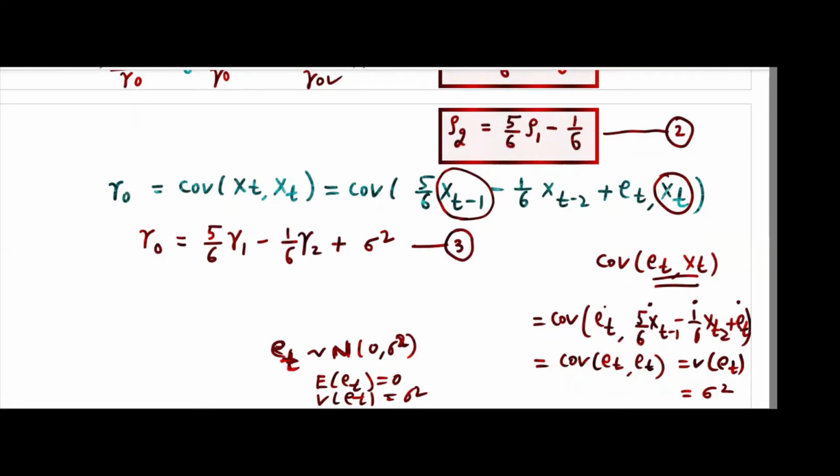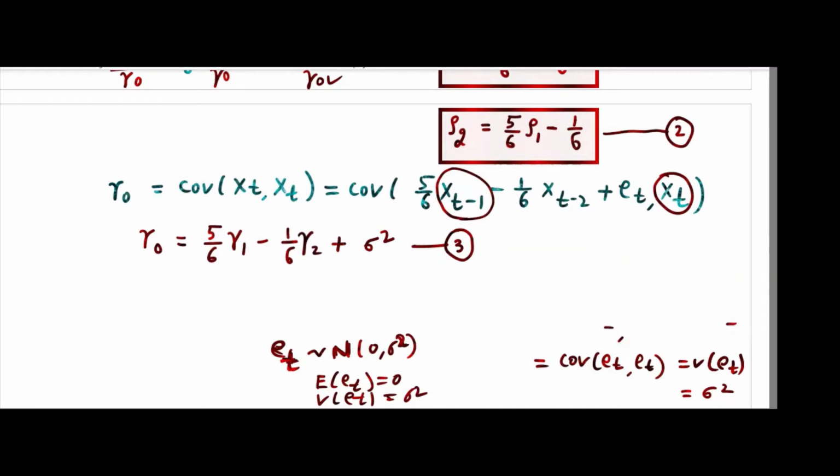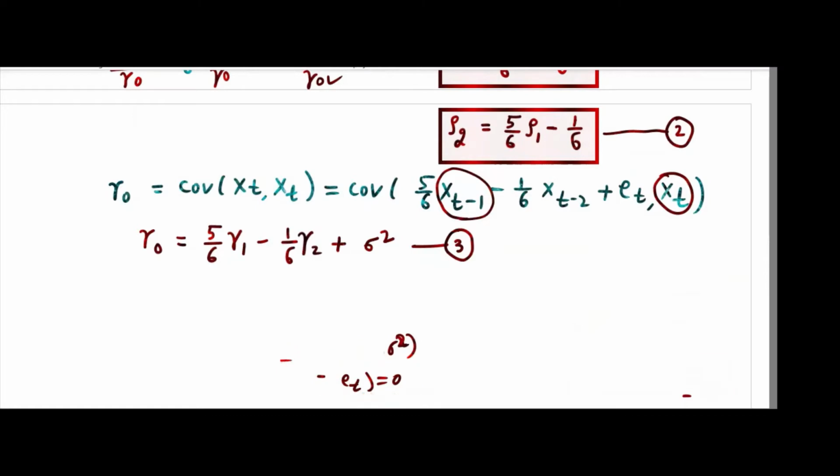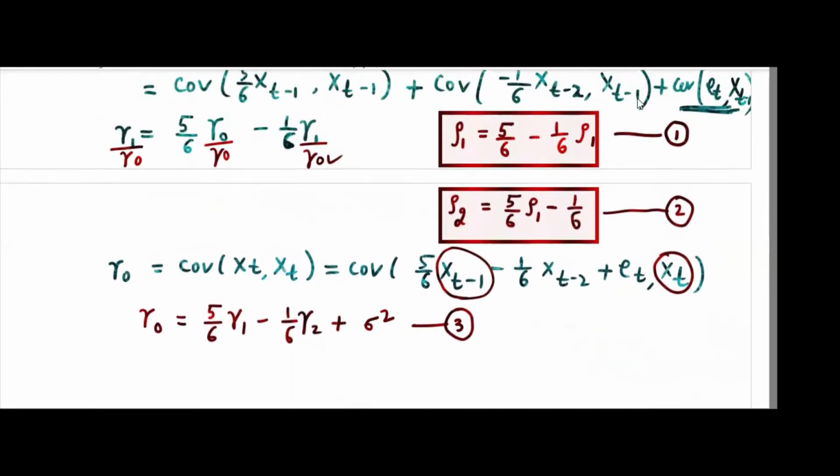Anyway, we don't need this one now. If you are solving for gamma naught, then that will be useful. But in the question, if this one is not given, if sigma is not given, you will not be able to do that. In any case, we can solve these two.